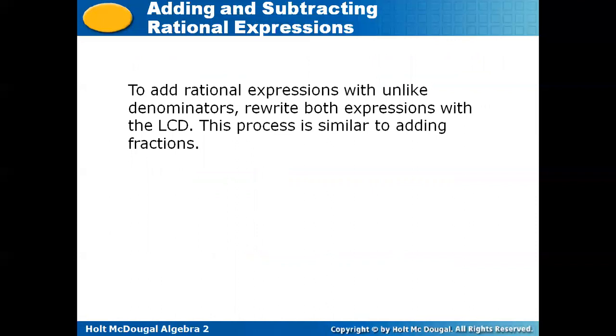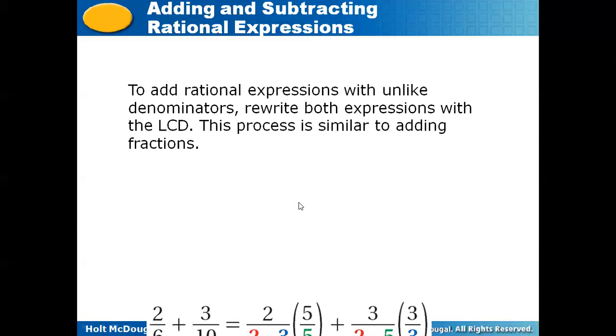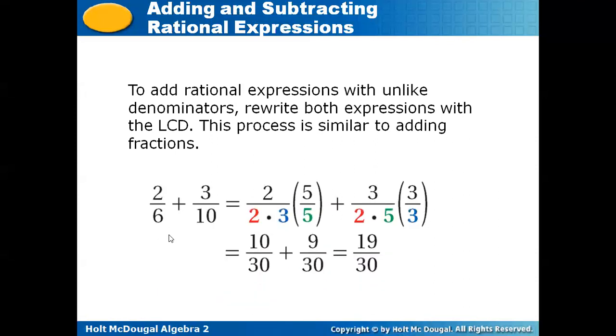This process is similar to adding fractions. Example, 2 over 6 plus 3 over 10. You can factor your denominators first. You have 2 times 3 and 2 times 5 respectively for 6 and 10. So the LCD here would be 2 times 3 times 5, that is 30.